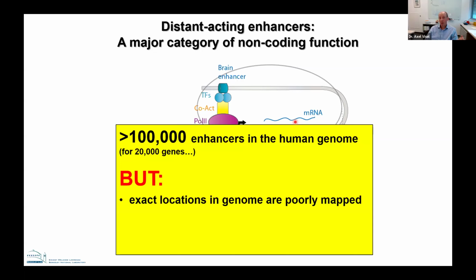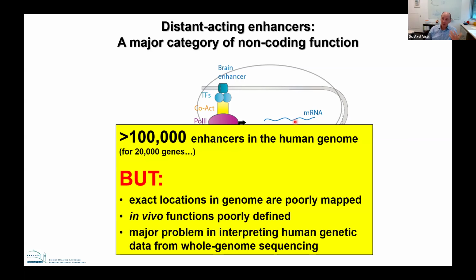At the same time, we know that we have at this point mapped many of these enhancers, but not all of them. We still don't know where all of the enhancers in the human genome are. For the vast majority of them, we don't understand what they really do in vivo, what is their biological function. And this, in combination, creates a major problem in this new era where we can easily sequence entire human genomes, because what typically happens is that we find a lot of non-coding sequence variants. We can read out what happens in terms of the sequence, but it's really hard to interpret.